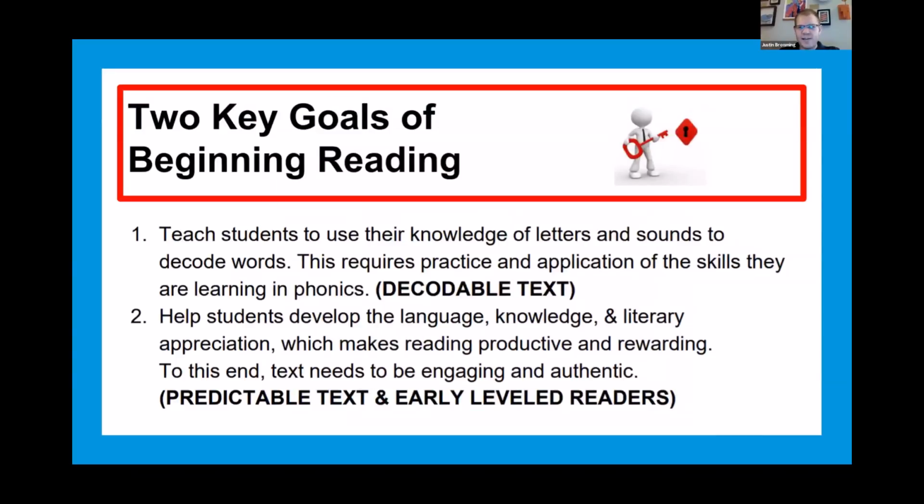So there are 2 key goals of beginning reading. The first one is that we want to teach students to use their knowledge of letters and sounds to decode words. And this requires practice, that's what was mentioned in the conversation earlier, and application of the skills that they're learning in phonics. And so for this, we would use decodable text. And then the other goal is to help students develop the language, the knowledge, and the literary appreciation, which makes reading productive and rewarding. And to this end, that text needs to be engaging and authentic. And so this is where we would use those predictable texts and those leveled readers.